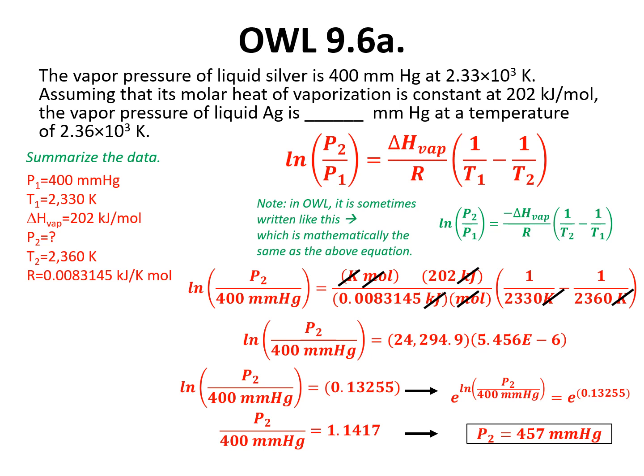Let's do a reality check. Does that answer make sense? Well, the second temperature was higher than the first temperature. So should the second pressure be higher or lower than the first pressure? It should be higher. As you increase temperature, the vapor pressure of a liquid also increases. So that answer does make sense.